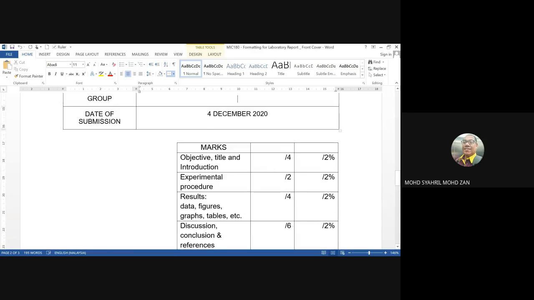The marks will be given according to the objective, title, and introduction. From here, you will get 2%. Experimental procedure: if you follow the guideline, you can get full marks here. Results: is it data, figures, graphs, tables? Mainly the colorimetric test is a qualitative test, so make sure you have an idea how to present your experiment results. You can check other experiments that use qualitative test results. There will be 4 marks, and you will get 2% from that.